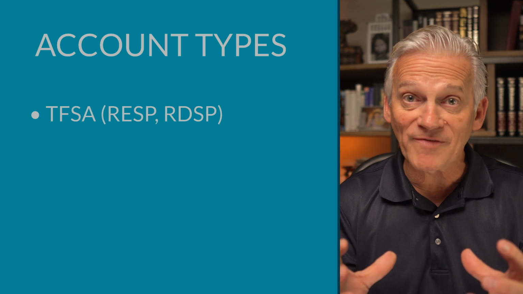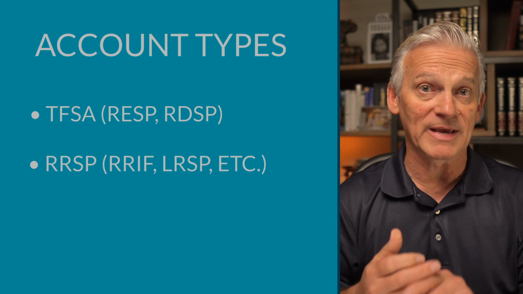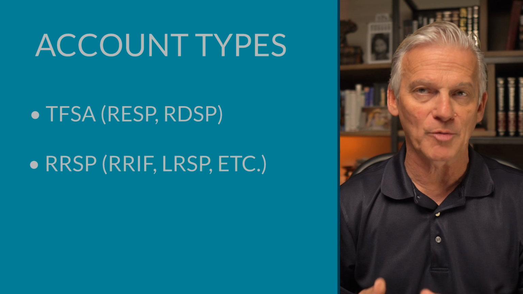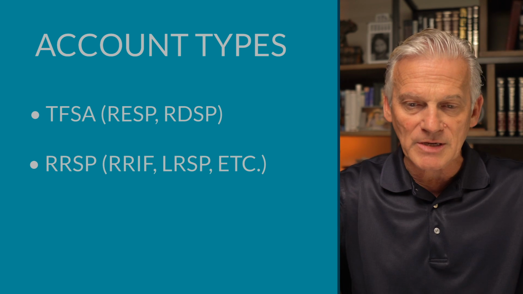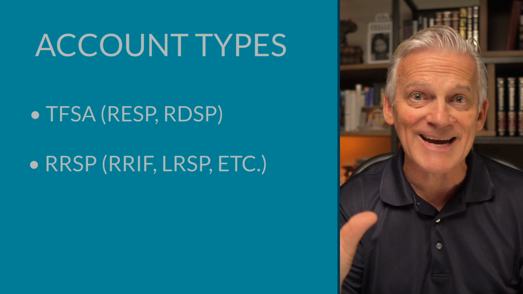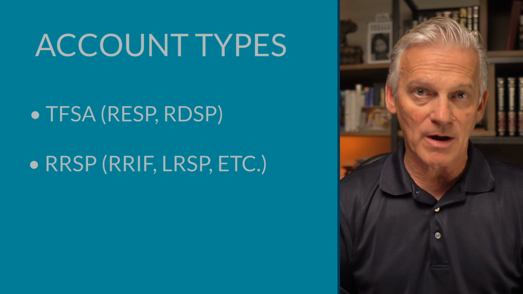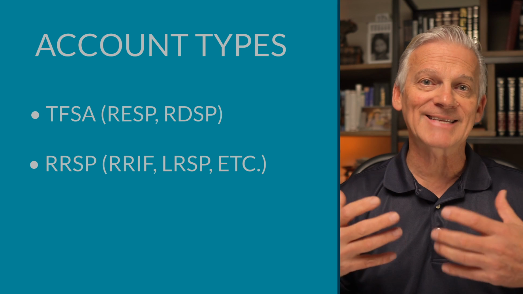Now, the second group of accounts, I'm going to use RRSP, but this could be an RRSP, it could be a Registered Retirement Income Fund, it could be a locked-in RRSP, a locked-in RIF. Basically, that category of funds that encompasses the retirement element of our overall tax system here. Thirdly, I want to look at taxable accounts.